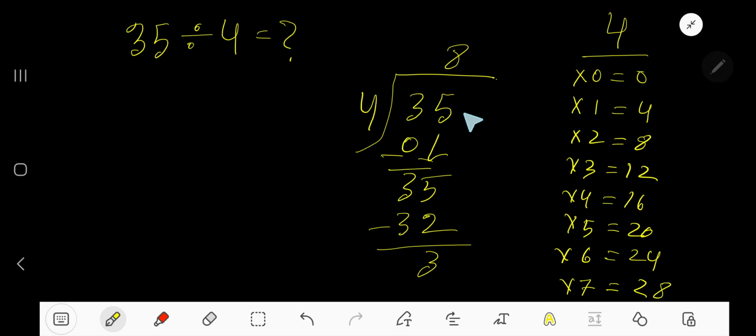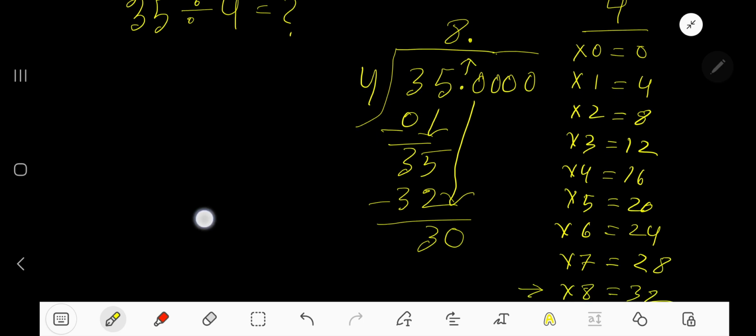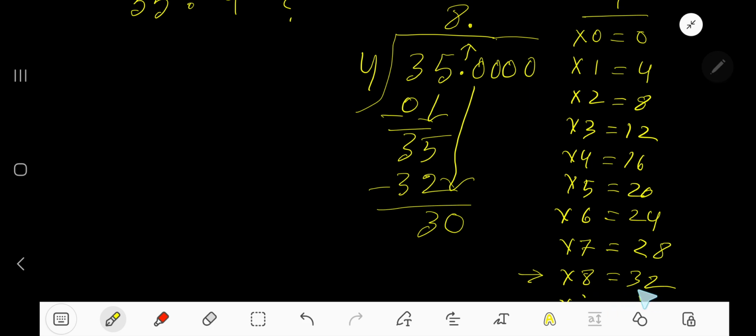If you want to write your answer in decimal form, then place a decimal here, add a number of zeros, and bring down the first 0. But before the 0, the decimal must come in the quotient directly. 4 goes into 30 how many times? 8 times is 32, which is greater, so 7 times actually. 7 times 4 is 28. Subtract, you get 2, bring down another 0.